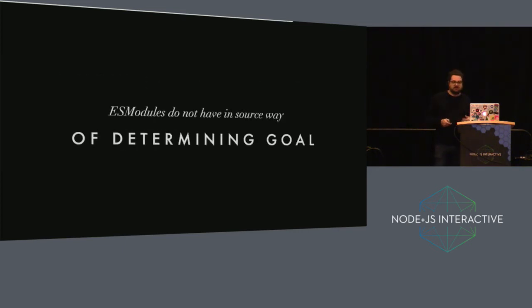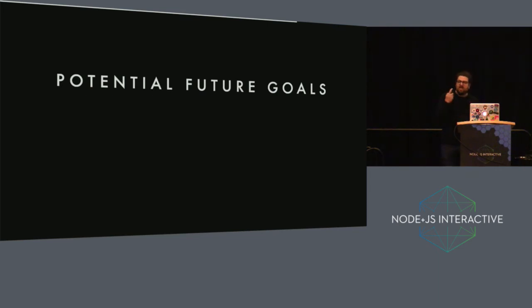Node, alternatively, is running in the sloppy mode by default unless you use strict. So just out of the box, CommonJS and ESM actually execute with different semantics. And as I mentioned, ES Modules don't have an in-source way of determining the goal, and that ambiguity causes real problems. There are also potential future goals, and this gets even weirder.